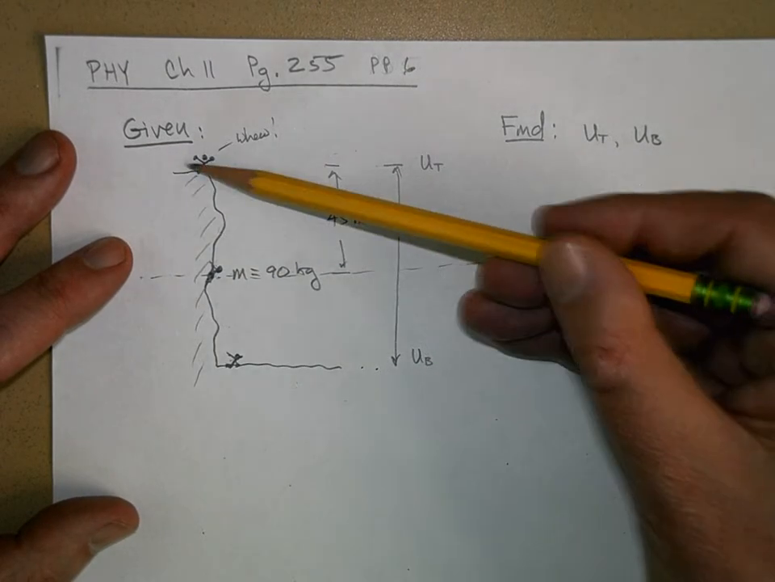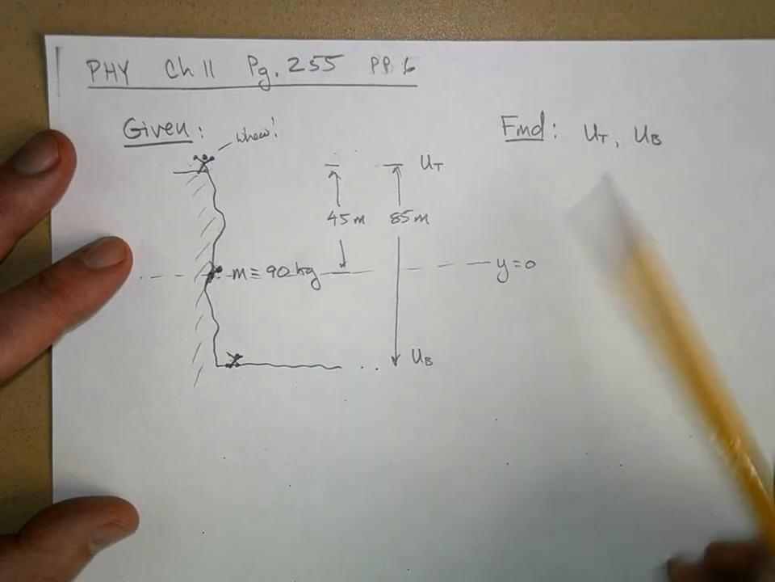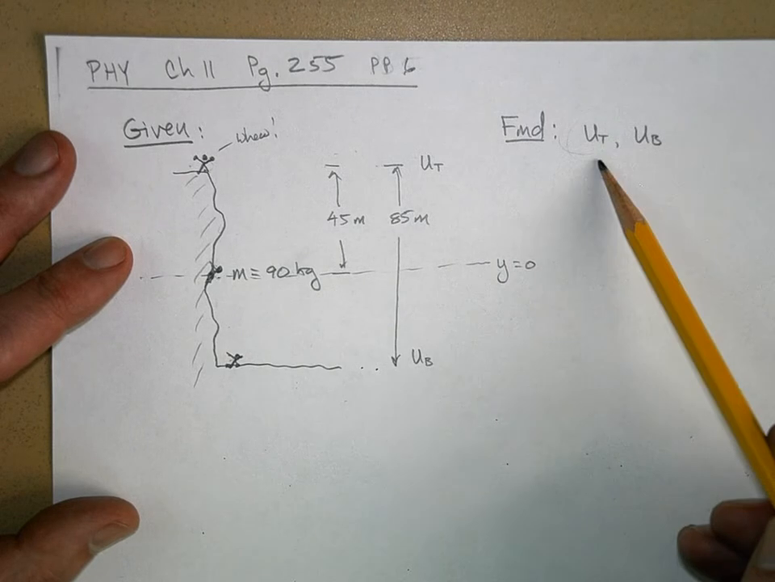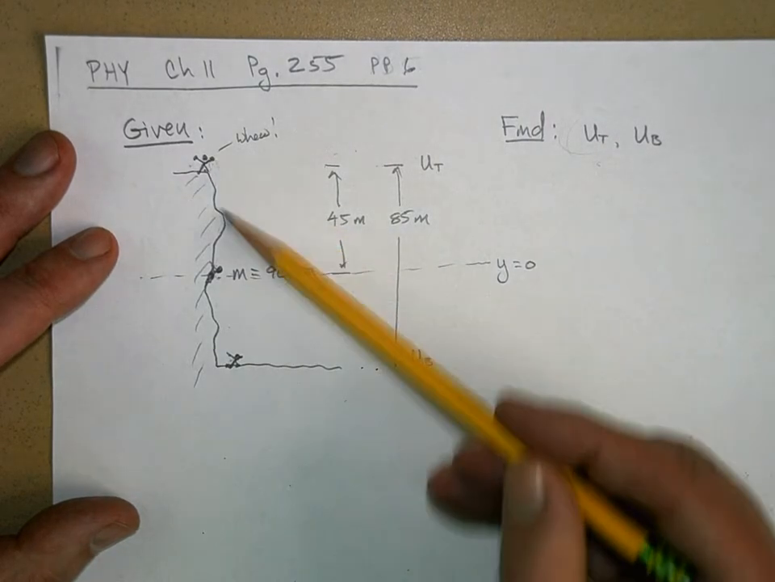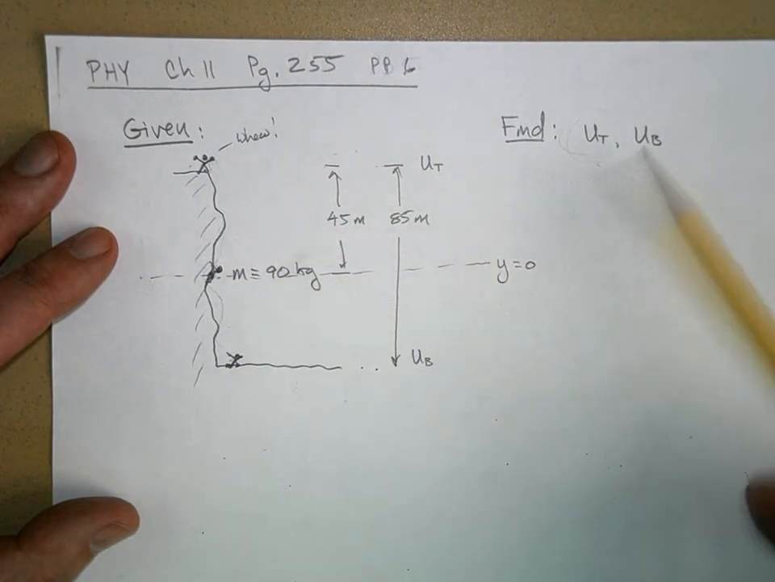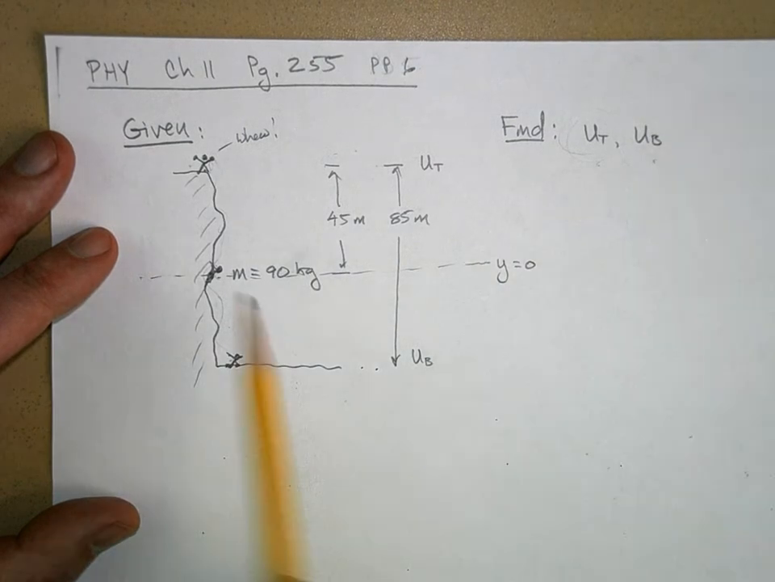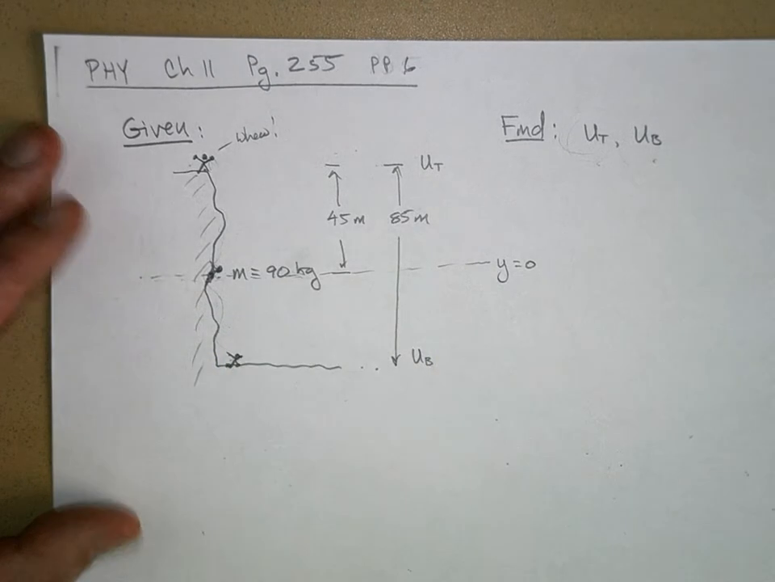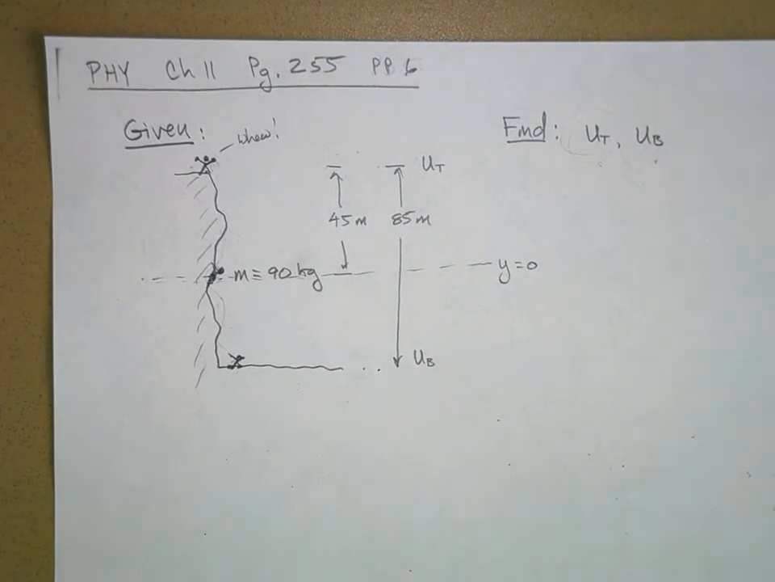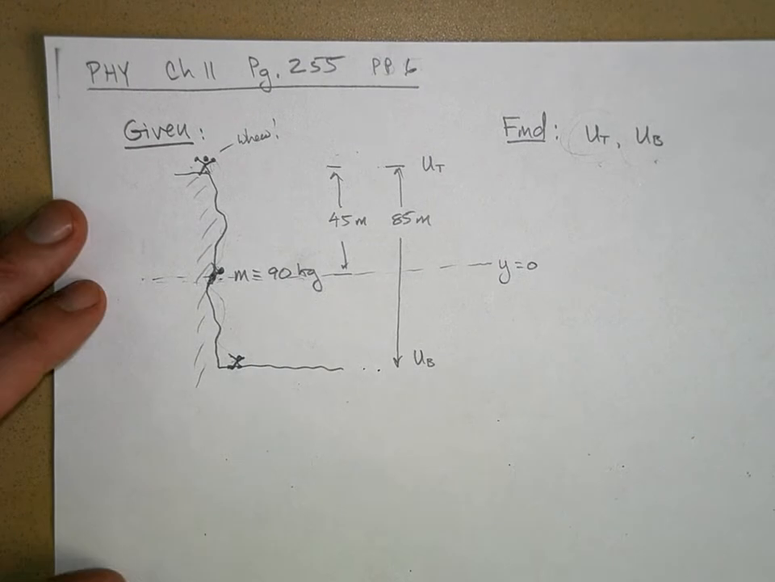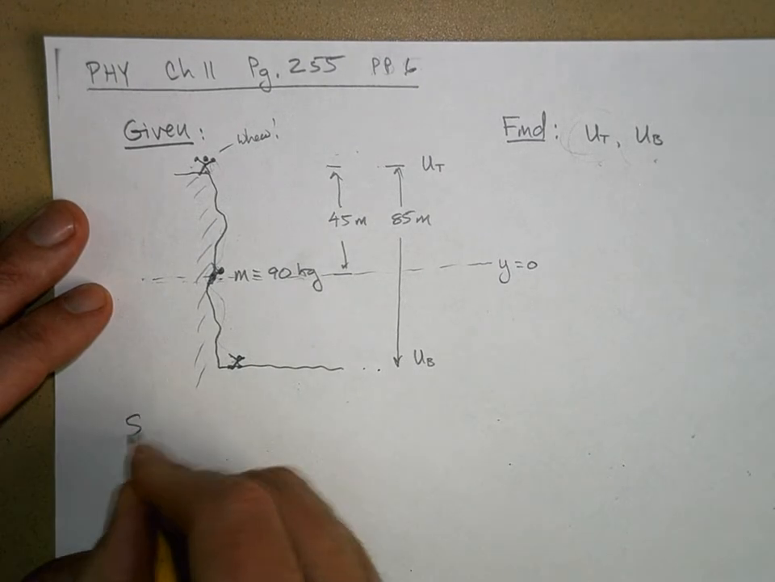And then up we go. We climb 45 meters to the top. We want to know what is our potential energy at the top. And then they climb down to the very bottom. What's their gravitational potential energy at the bottom if we use where they started originally as our reference, where we measure our height from? So let's solve.